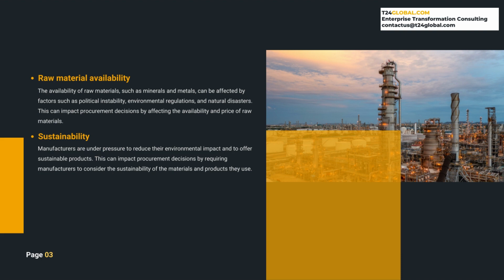5. Sustainability. Manufacturers are under pressure to reduce their environmental impact and to offer sustainable products. This can impact procurement decisions by requiring manufacturers to consider the sustainability of the materials and products they use. Key components that affect procurement in this area include sustainability goals, supplier capabilities, and consumer preferences.